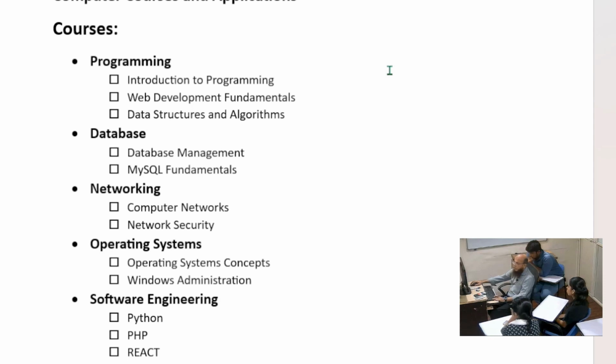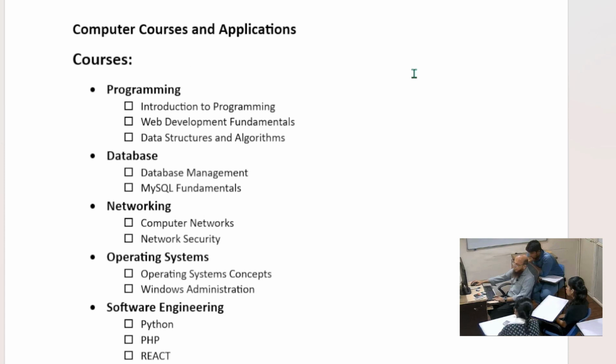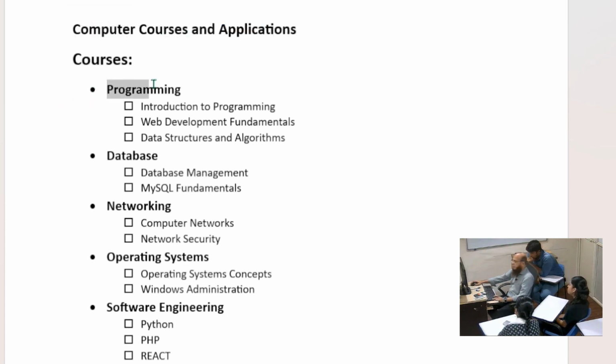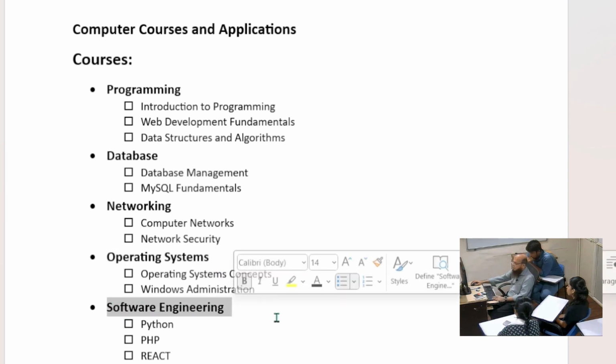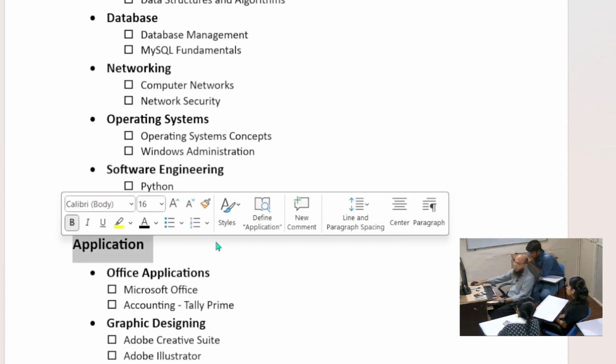A list is given here. I have given you a list here. Say this is the list. Now see here, there are courses, okay, main, and under that there are courses. We have programming, database, networking, then operating system, then software engineering. Okay, that is there. Then another main category is called application.